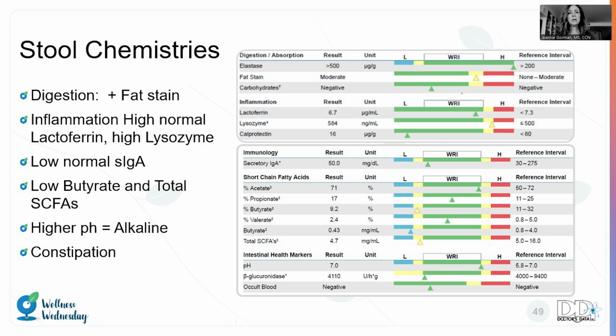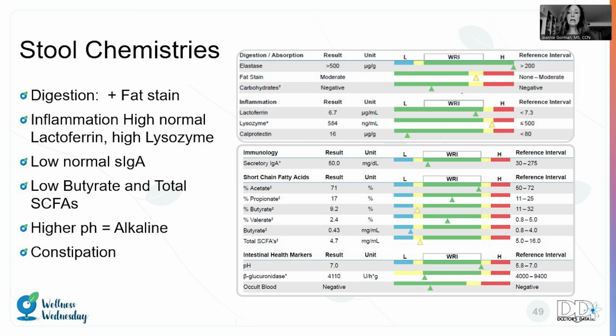All right, stool chemistries for this patient. Starting with elastase, this is where we're deep diving into these markers. Elastase is a pancreatic sufficiency or insufficiency marker, an exocrine pancreatic sufficiency marker. In this case, a result greater than 500 is very robust, and there's nothing lagging in this pancreas.